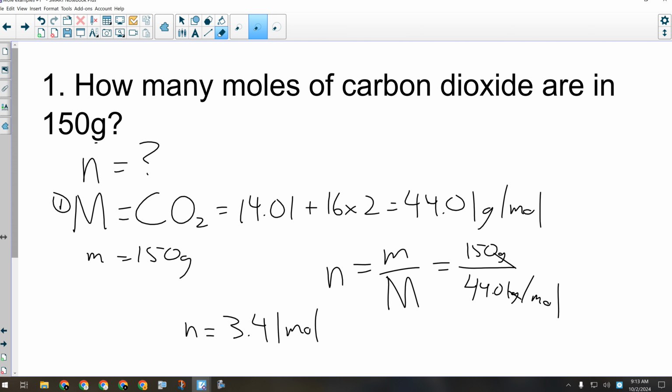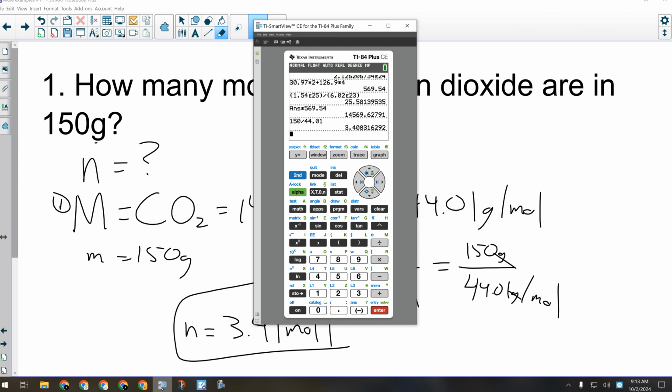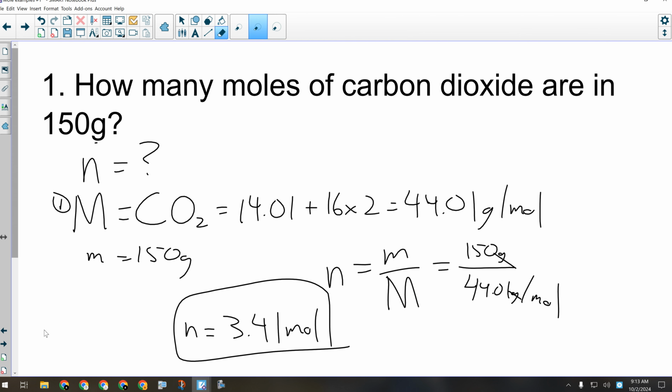Okay, remember, for the final answer, 2 decimal places is fine. Keegan, question? I was going to ask if we round, but you said 2 decimal places. Yes, and I did round. I rounded to 2 decimal places. It was 3.408, I believe, so I rounded the 0 to a 1 and kept that. All right, any other questions on number 1?